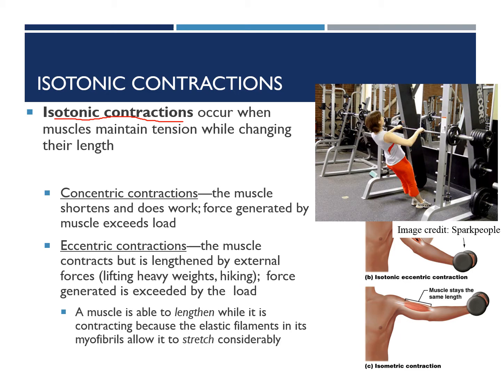Now, while I did this exercise, my biceps muscles had to shorten in order to bring my torso up to the bar. This type of movement is called an isotonic concentric contraction. I had to overcome the weight of my torso for this movement to happen, so my torso would be the load. And during an isotonic concentric contraction, a muscle shortens, but it's able to generate enough tension to exceed the load.